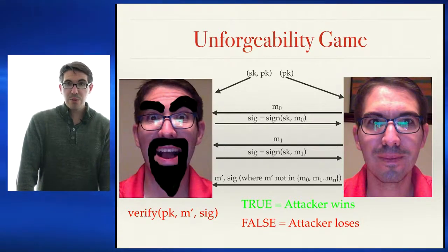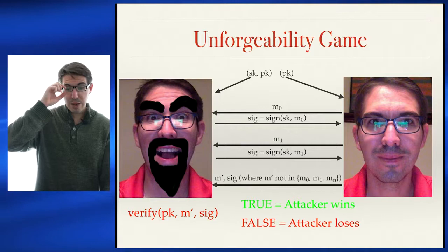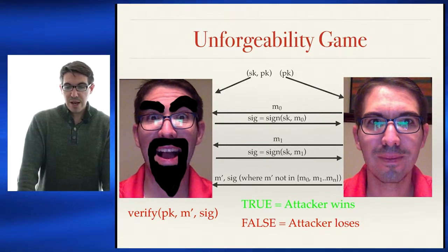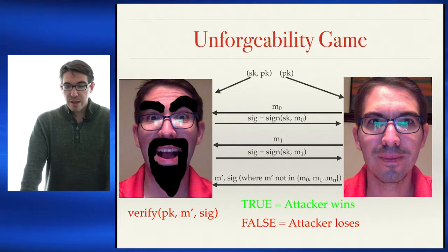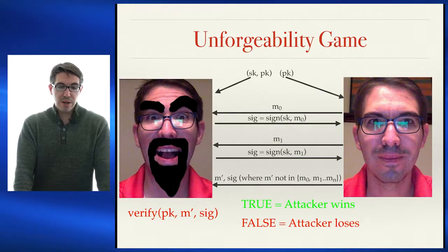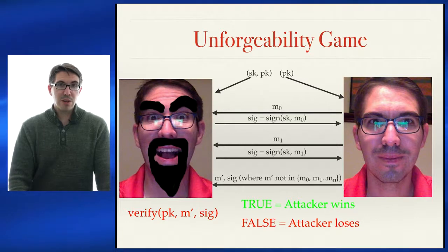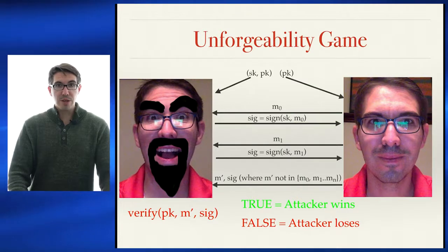So here is actually how we would like this to work. The attacker loses. No matter how many times good Bill is going to ask evil Bill to sign messages, evil Bill is never going to be able to generate some signature that is going to pass the verify pk m prime sig function. The attacker will lose. This is something that is in fact possible to do, at least on a day-to-day basis, with modern cryptography.